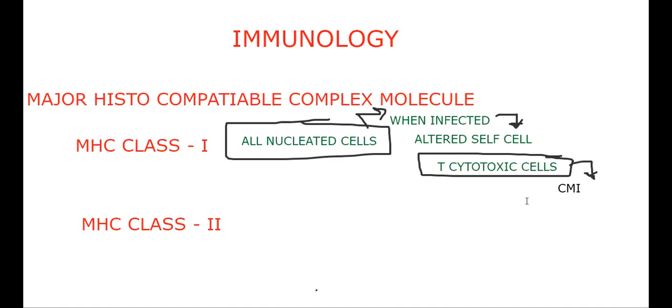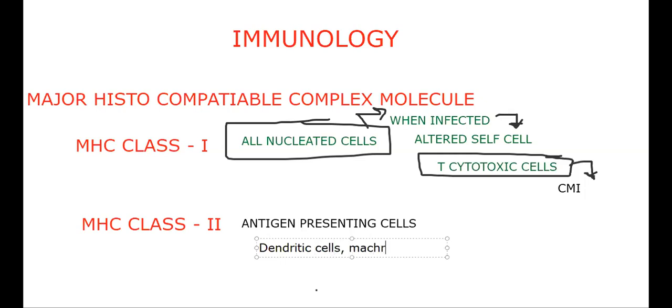MHC class 2 molecules are present in antigen-presenting cells, APCs. Generally we say dendritic cells, macrophages, and B cells are antigen-presenting cells.